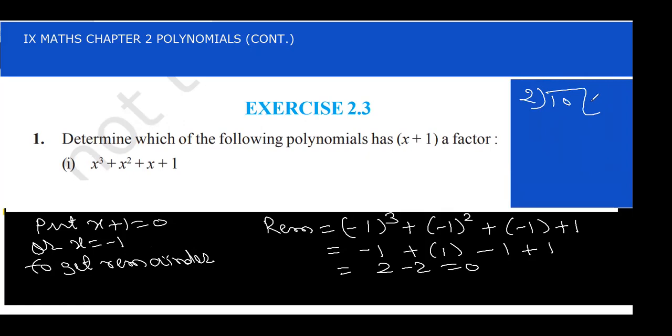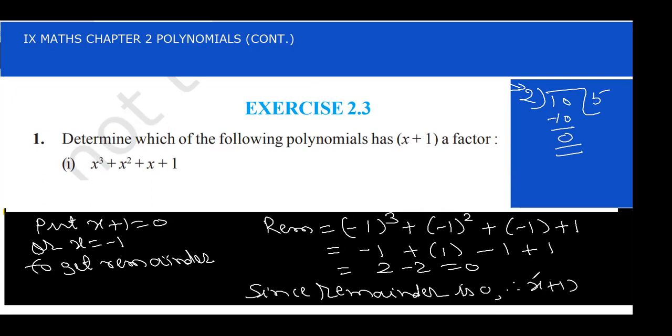देखिए कि क्या 2 is a factor of 10, क्या 2, 10 का फैक्टर है? देखिए 2 5s are 10 and remainder is 0. Whenever the remainder is 0, then divisor is the factor of the dividend. So yes, here remainder is 0. So you can write since remainder is 0, therefore x plus 1 is a factor of the polynomial x cube plus x square plus x plus 1.